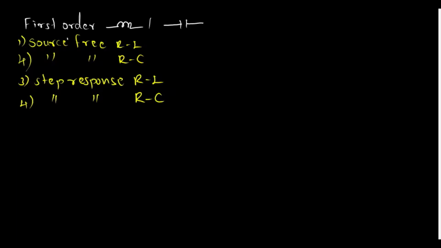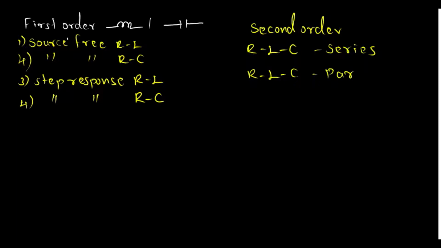And in second order we have step response of series RLC, because it has resistor, inductor and capacitor, so series RLC and parallel RLC. So these are the basics of first order and second order. Before we explain them one by one, you need a brief understanding of what first order and second order are. So I am starting with the first point.